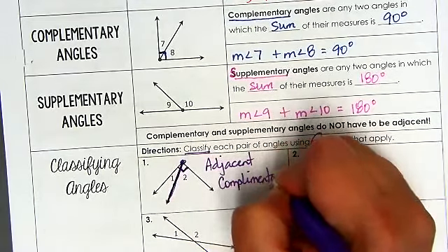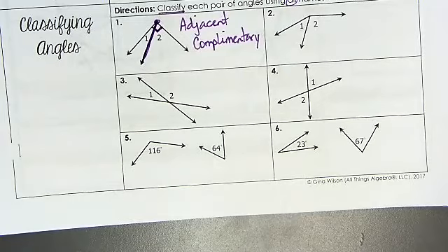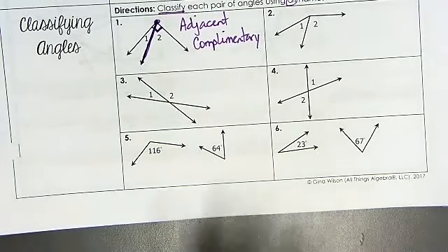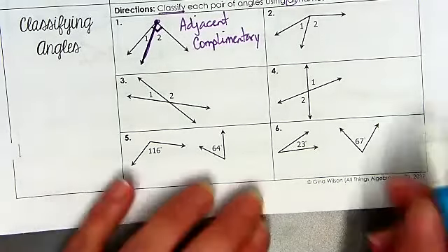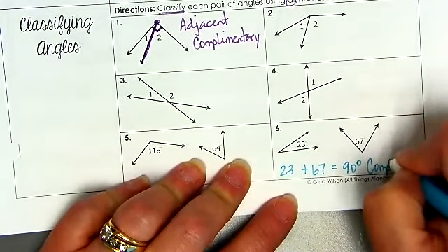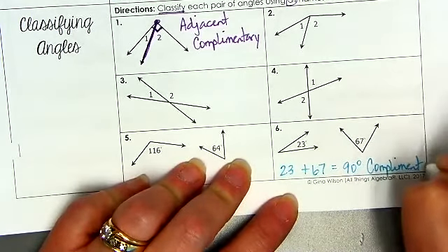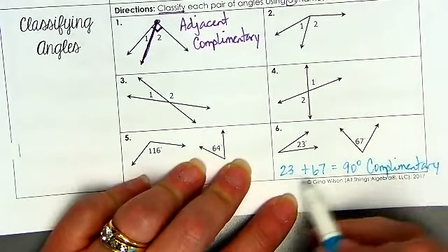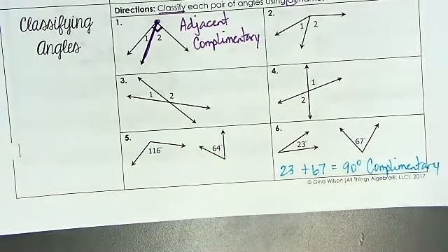So if I jump down to number 6, these are two separate angles. They are completely away from one another. Well, in order for me to know what this might equal so that I can say, oh, is this supplementary or is this complementary or is it none of the above? I have to add these two together. So I'm going to do 23 plus 67, and that's going to equal 90 degrees. Since it equals 90 degrees, this is complementary. And yes, you do have to show your work of getting that number to prove that it is complementary.